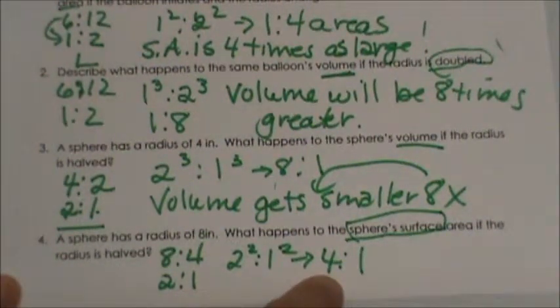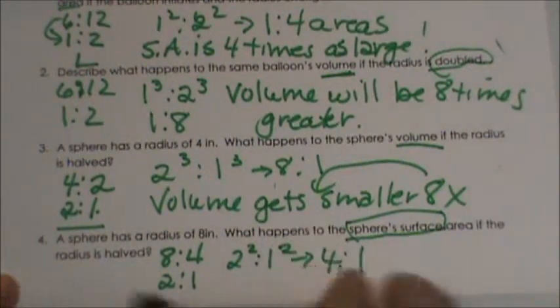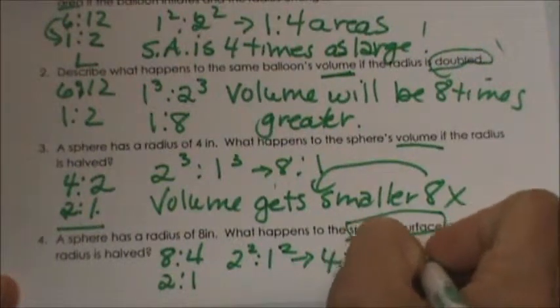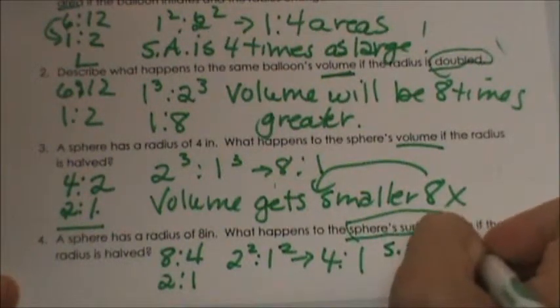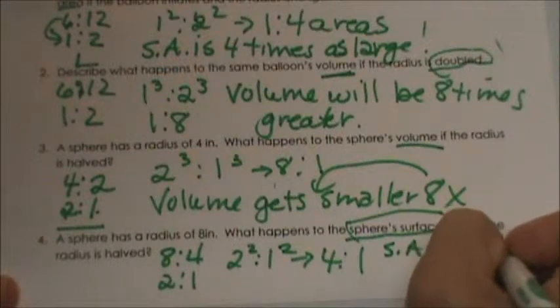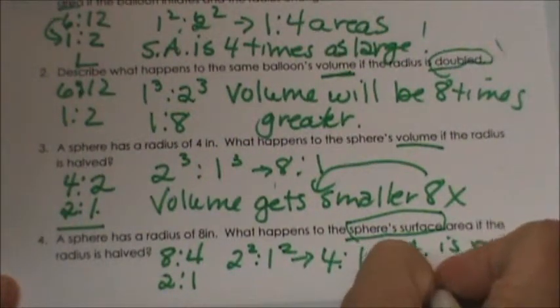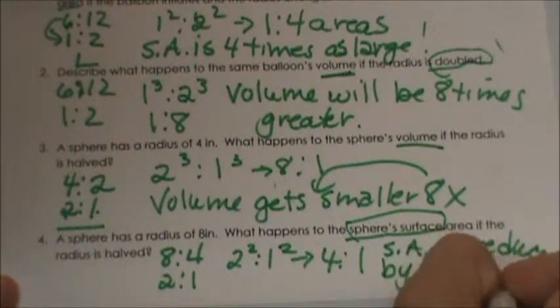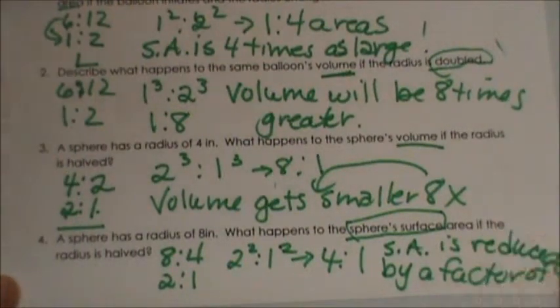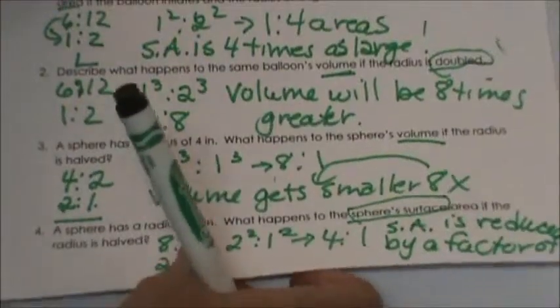So what's happening to our surface area? It's not getting bigger, it's getting smaller. By how many? By 4. So the surface area is reduced by a factor of 4. Or it's 4 times smaller. Okay?